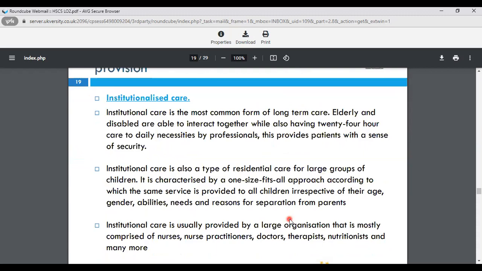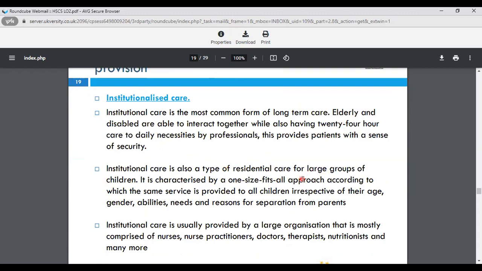Institutional care. So we talked about domiciliary care. Institutional care is the most common form of long-term care. Elderly people who are able to interact together live in the same institution, while they also have 24-hour care for daily necessities by professionals that provide patients with a sense of security.